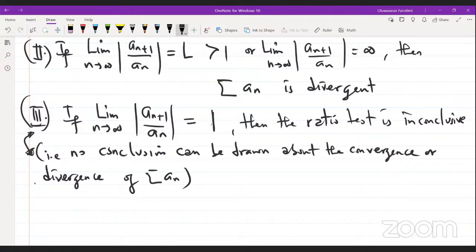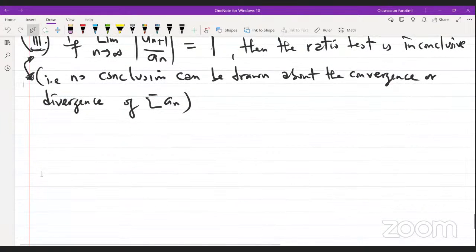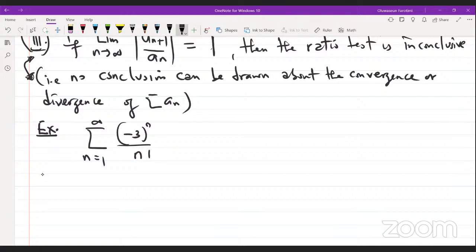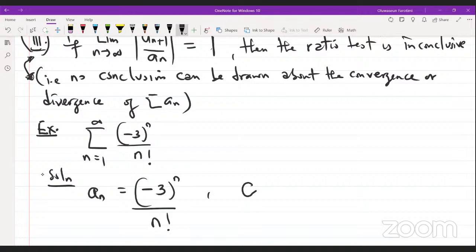Now let's do some examples to help our understanding of how the ratio test works. Example. I give you the series with n factorial. Okay, so we have done something with n factorial before. Now, the first thing you need to identify is your a_n. Your nth term, this guy, is (-3)^n divided by n factorial. Then you move on from there. What is going to be a_n?